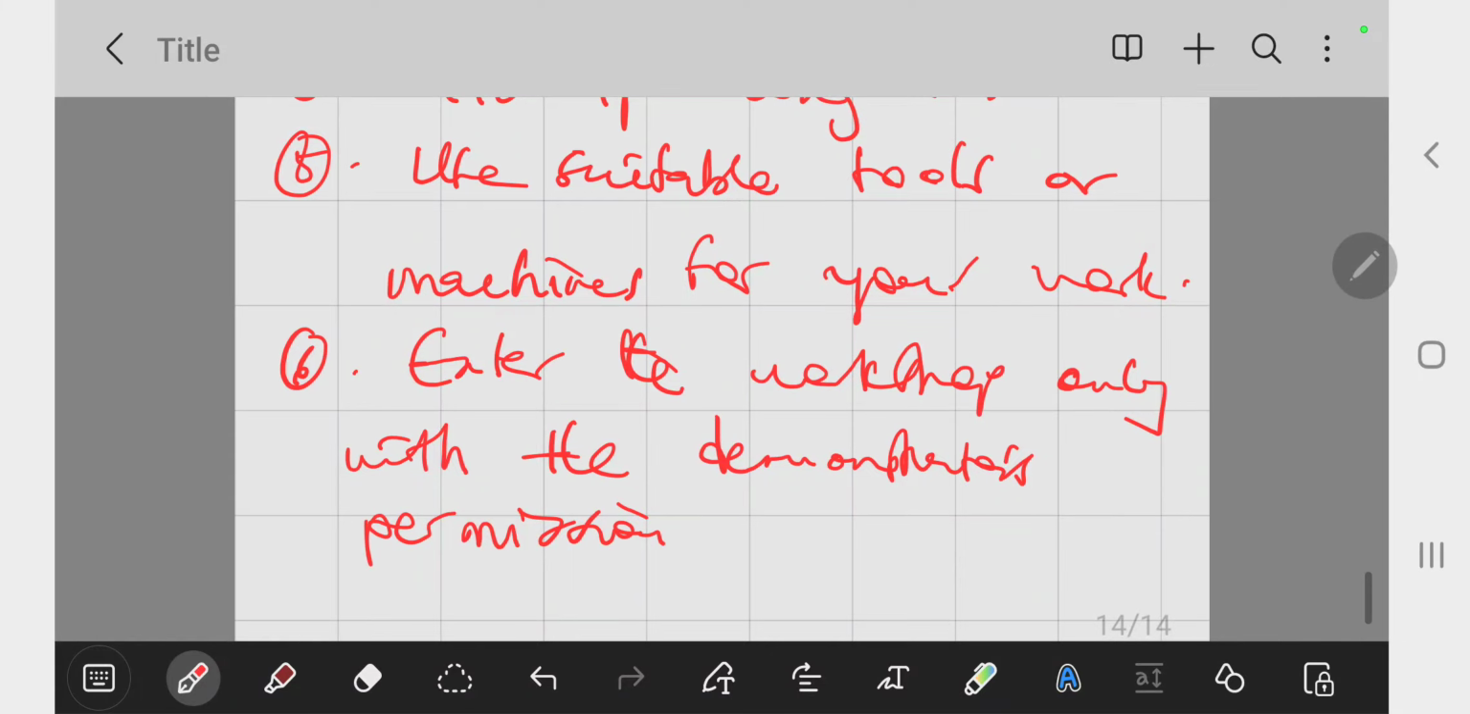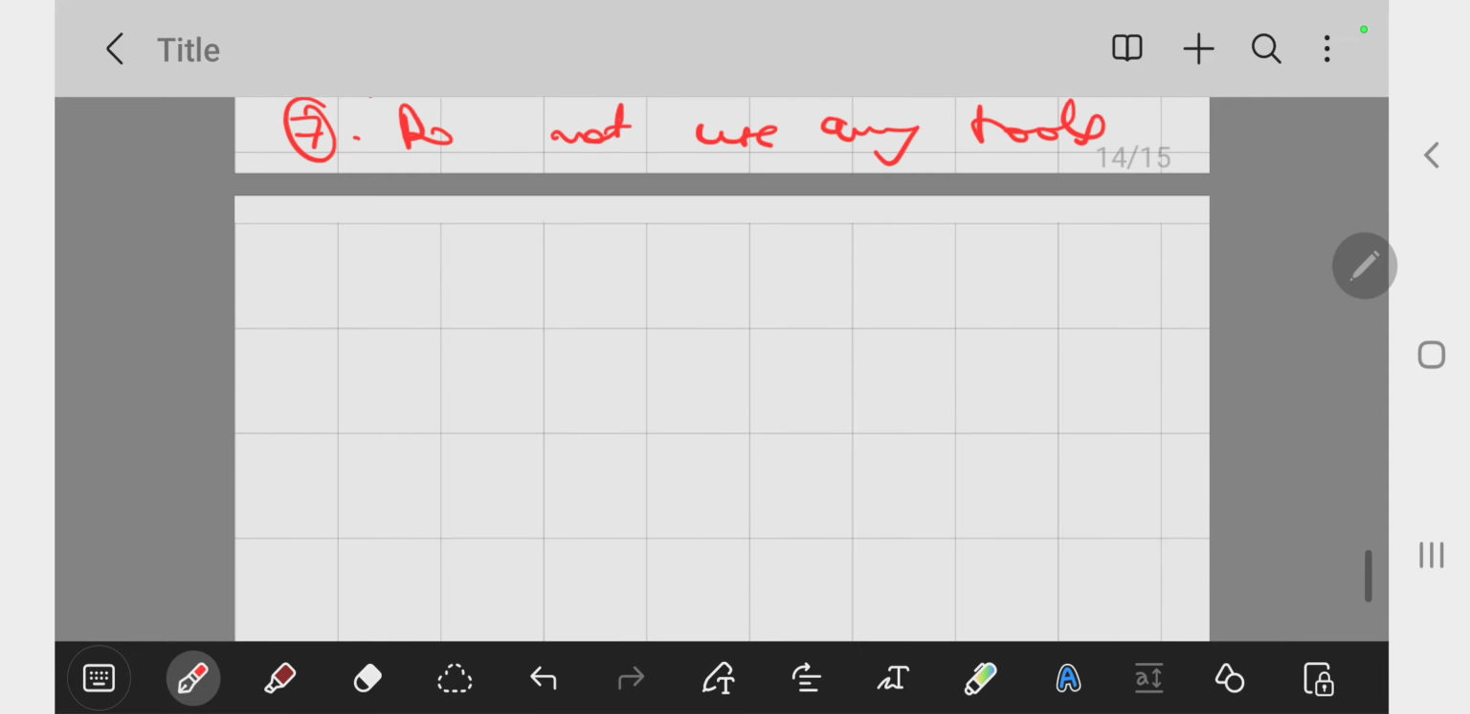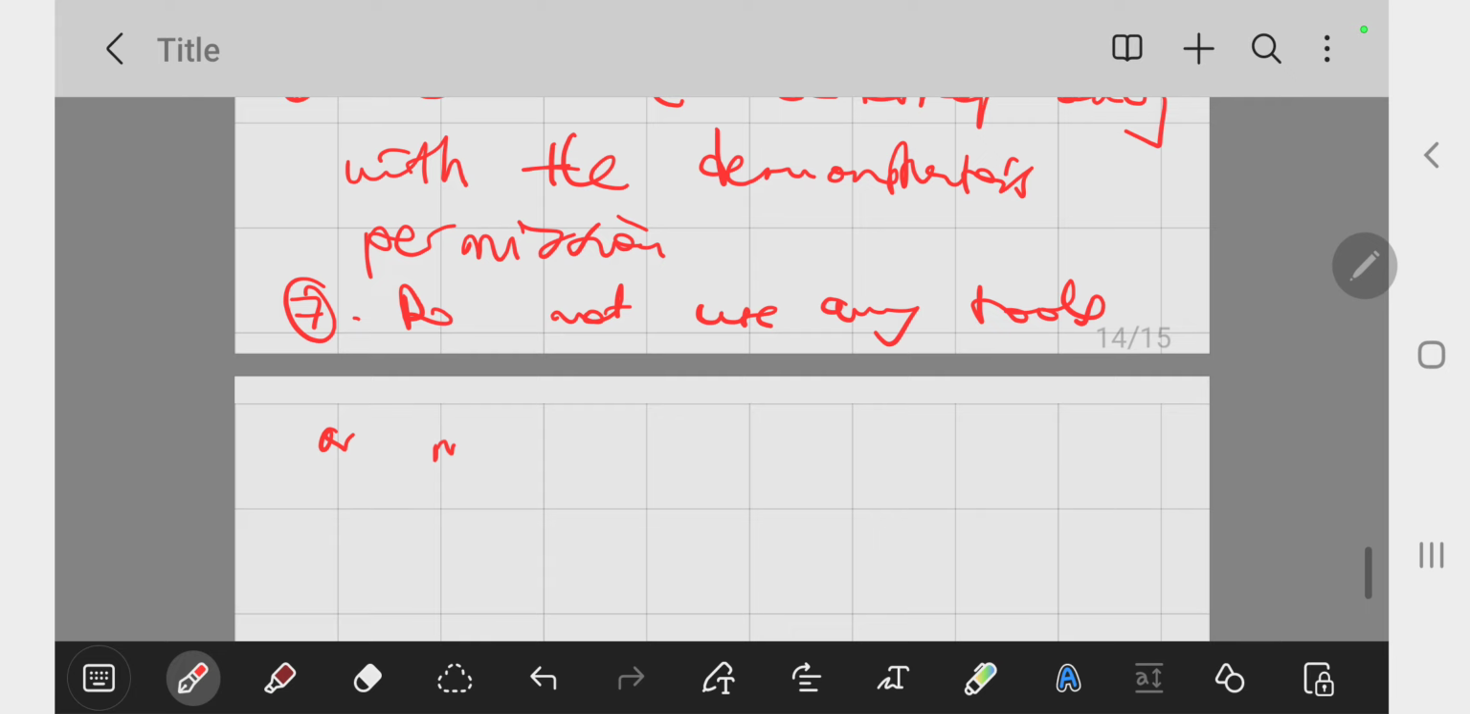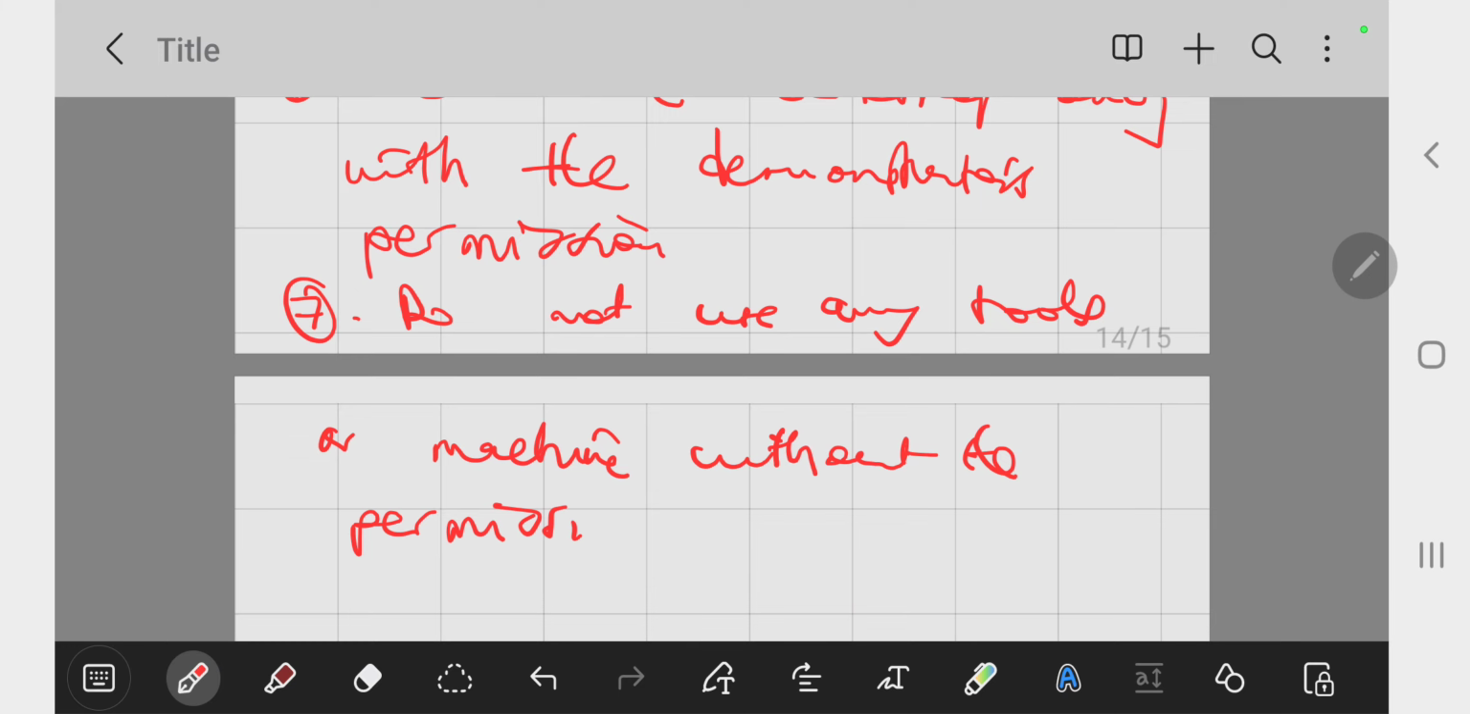Then number 7, do not use any tools or machine without the permission of the demonstrator.